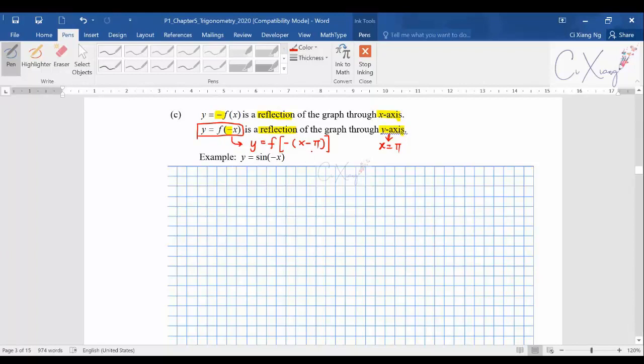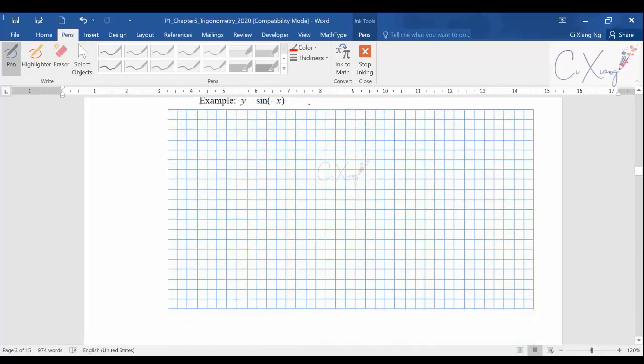So you should know about this also. Okay, so I think I mentioned it to you before. All right, so let's start: how to sketch the graph y equals sine negative x. To reflect this one, the mirror is the y-axis, right? So the mirror is the y-axis.